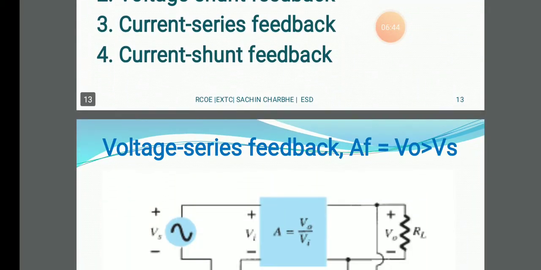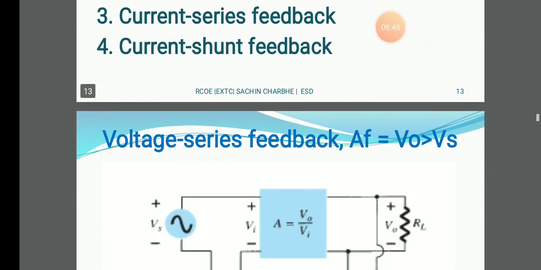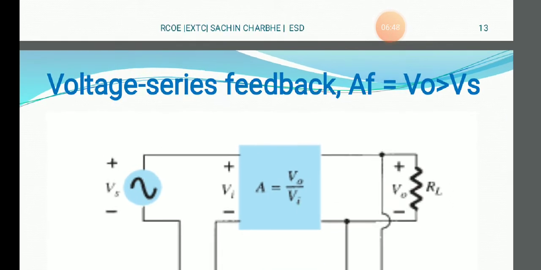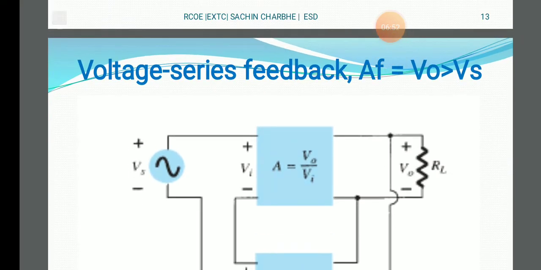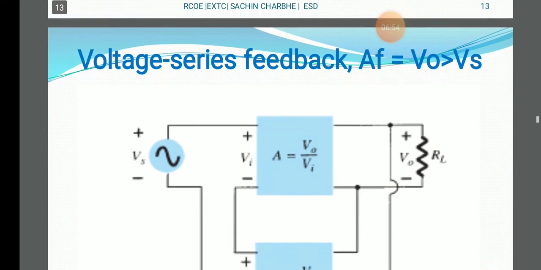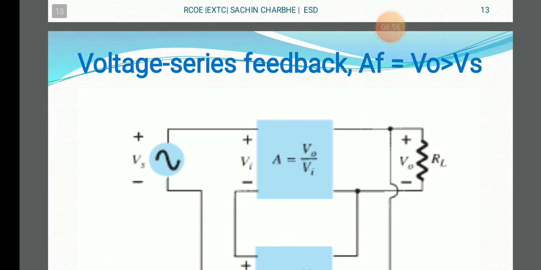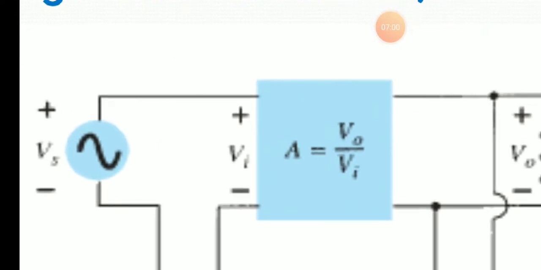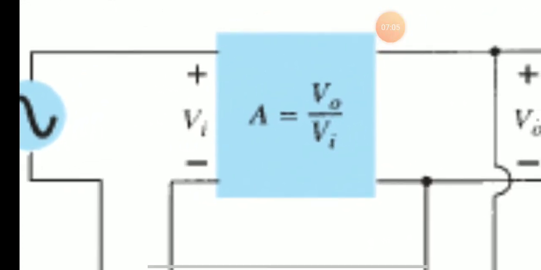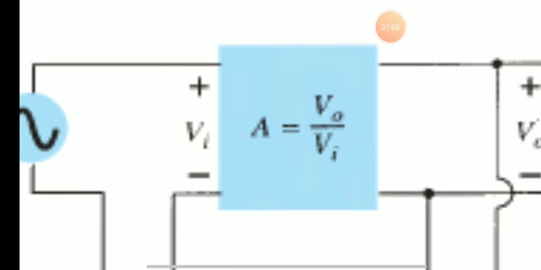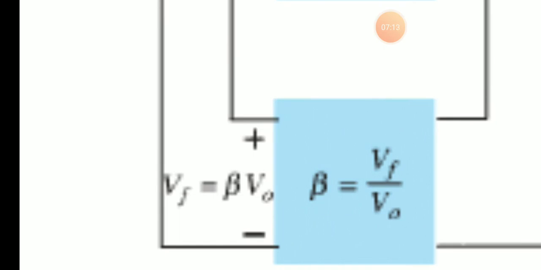So let me see the details using detailed diagrams. This is the voltage series feedback. Here the feedback gain AF equals V0 by Vs. This is Vs, the source voltage that we apply to the amplifier. Then Vi, the positive is going to the amplifier and the negative is going to the feedback element beta.